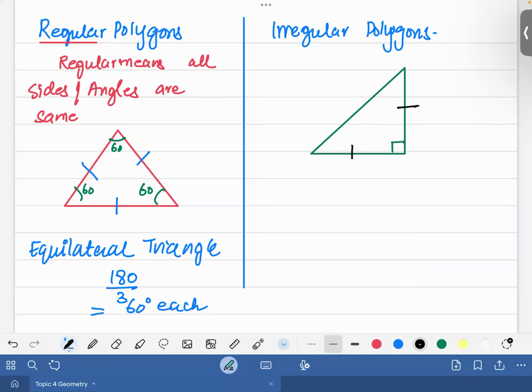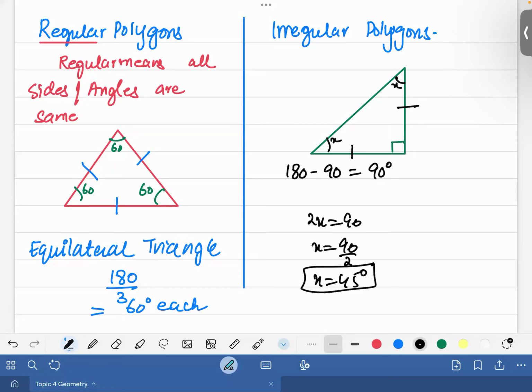Agree? So we know that if this angle is 90, then 180 minus 90 would be 90 degrees, and these two would be the same because it is an isosceles right angle triangle. So we know that 2x is equal to 90. So x is equal to 90 by 2, which is equal to 45 degrees.